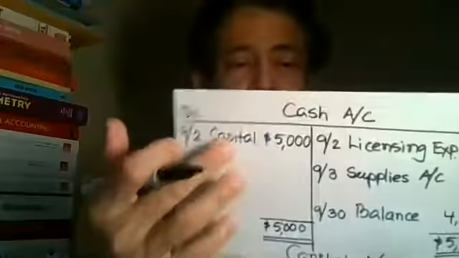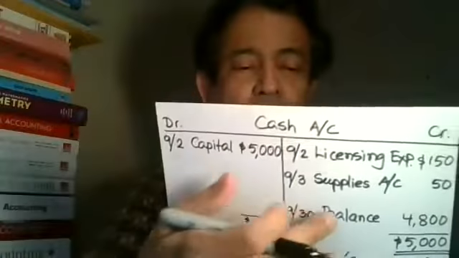Our first one was cash with a balance of $4,800. That would be on the debit column because that was a debit balance. And how do you know that it was a debit balance? It was a debit balance because the debit side was bigger, and the balance appears on the credit side. So if a balance appears on the credit side, then that means it was a debit balance. So cash was $4,800 debit.